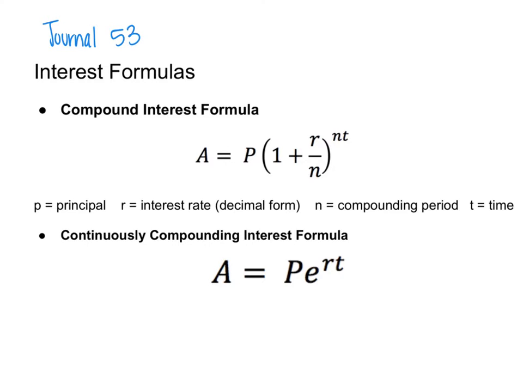All right, so this is Journal 53. I'm not going to do a bell work here. We're going to go straight into today's lesson. So in this lesson here, we're going to talk about interest formulas. Like, how do we calculate how much interest we have gained over time?